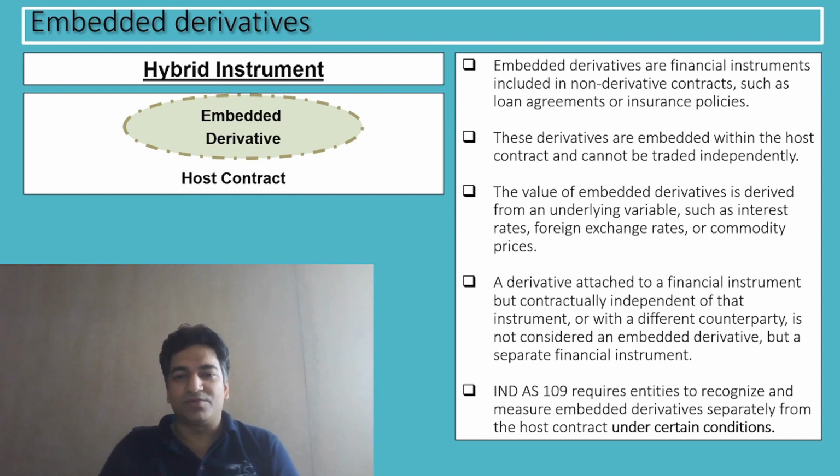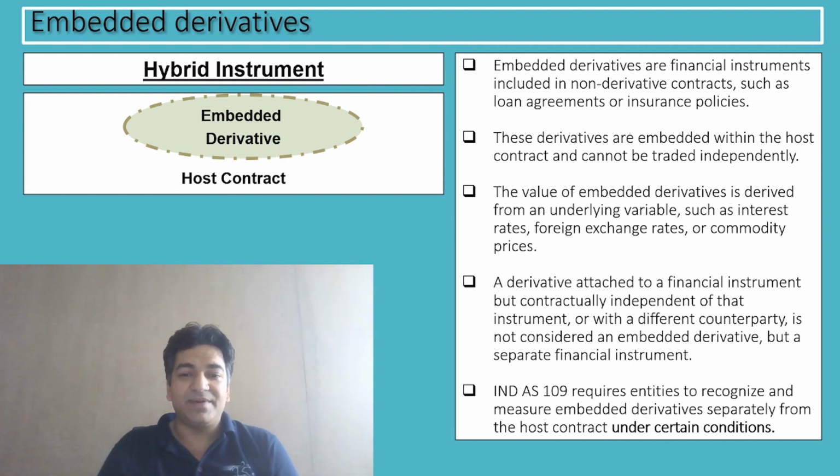However, it is important to know that a derivative attached to a financial instrument but contractually independent of that instrument, or with a different counterparty, is not considered an embedded derivative but a separate financial instrument in itself. I'm again repeating, a derivative attached to a financial instrument but contractually independent of that instrument, or with a different counterparty, will not be considered an embedded derivative, but will be considered a separate financial instrument.